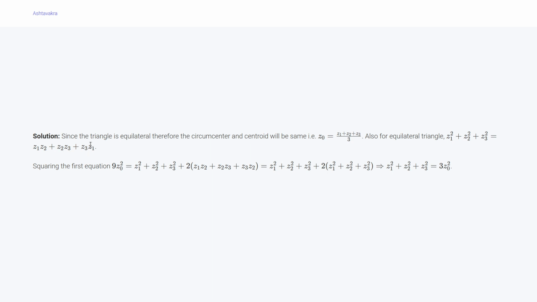This result comes from the fact that since the triangle is equilateral, mod Z1 minus Z2 square is equal to mod Z2 minus Z3 square is equal to mod Z3 minus Z1 square. From there we have this result. Alright, so once we have that, on the left hand side, we write this as 3Z0 square.